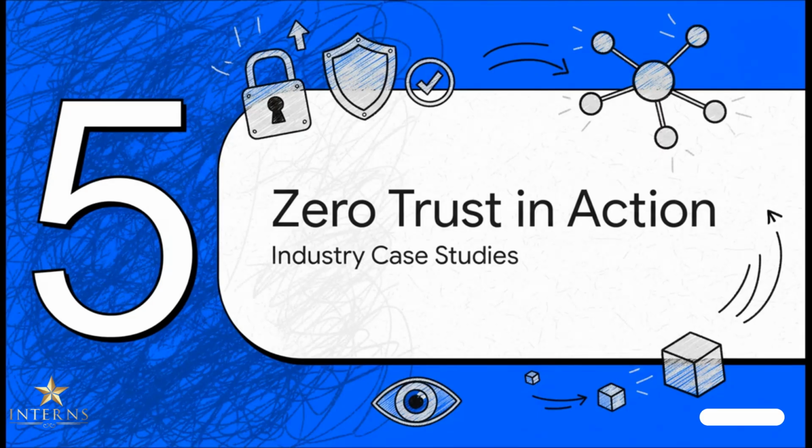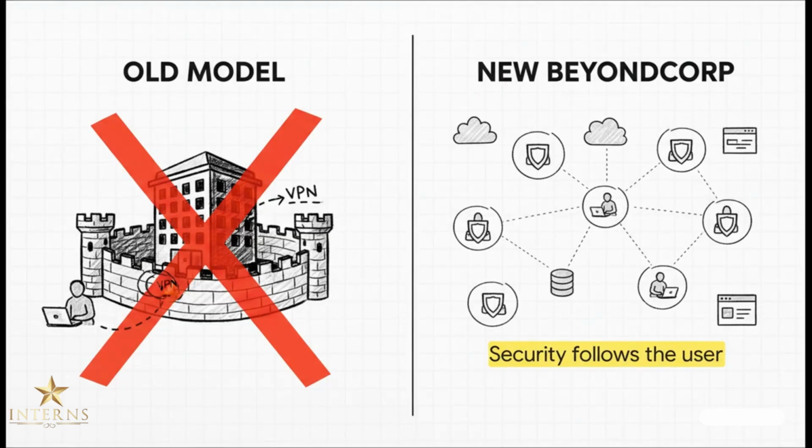Now, I know this might sound incredibly complex, but it's already being used by some of the biggest companies in the world. It's fascinating to see how this actually works out in the real world. Take Google, for example. They were absolute trailblazers here with their BeyondCorp framework. They completely got rid of their traditional VPNs. Just gone. Instead, security now follows the user and their device, no matter where they are in the world. Every single request is authenticated on its own, creating this global security net without any old-fashioned walls.